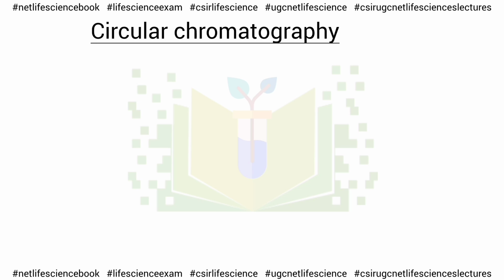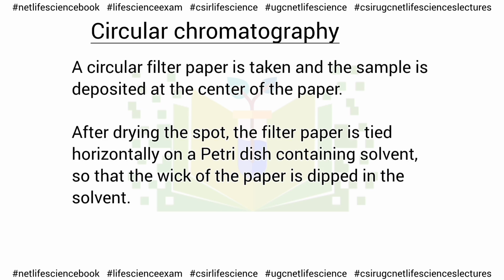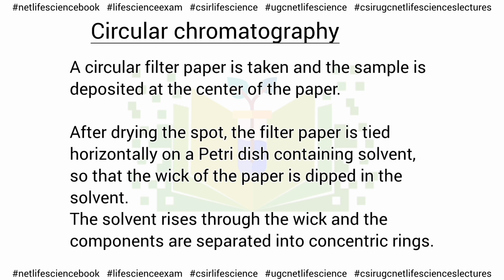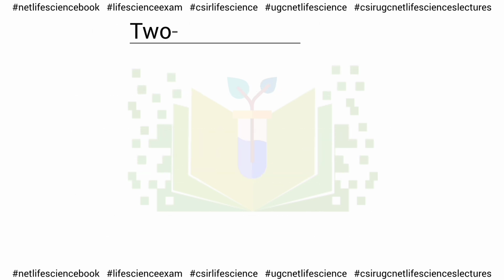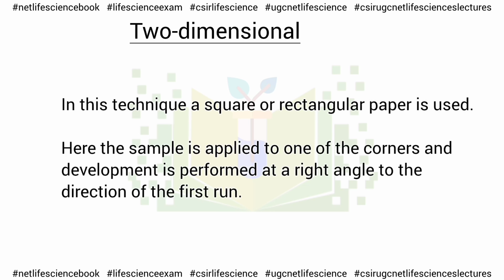Circular chromatography. A circular filter paper is taken and the sample is deposited at the center of the paper. After drying the spot, the filter paper is tied horizontally on a petri dish containing solvent, so that the wick of the paper is dipped in the solvent. The solvent rises through the wick and the components are separated into concentric rings. Two-dimensional. In this technique, a square or rectangular paper is used. Here the sample is applied to one of the corners and development is performed at a right angle to the direction of the first run.